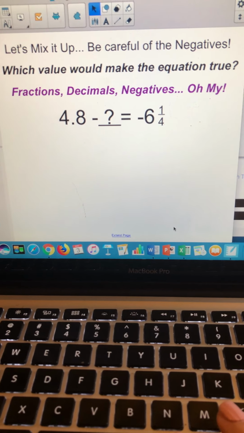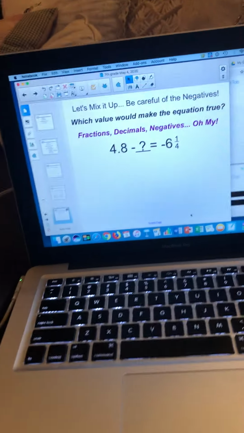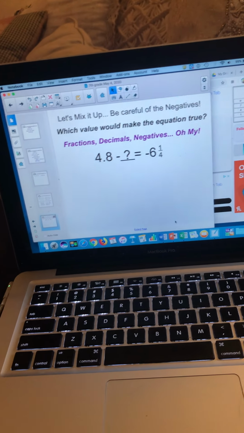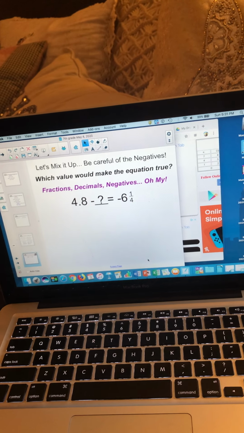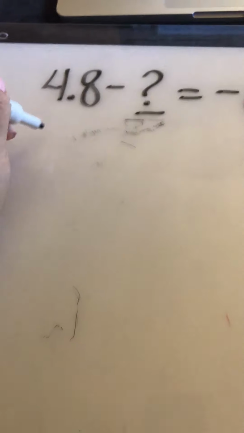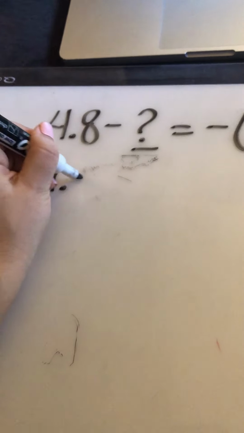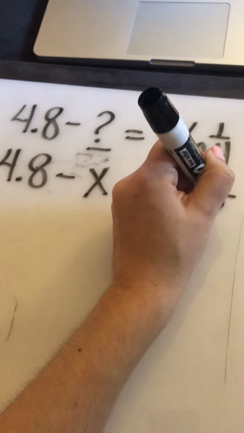Answers follow. And then there's a question where it's decimals, fractions, and negatives. Oh my. So I'm going to do this one with you, and then we will wrap it up for the day. So for this example, we have 4.8 minus question mark equals -6 1/4. The first thing we want to do again is replace the question mark with a variable. So I'm going to write 4.8 minus, I'm going to use x this time, equals -6 1/4.